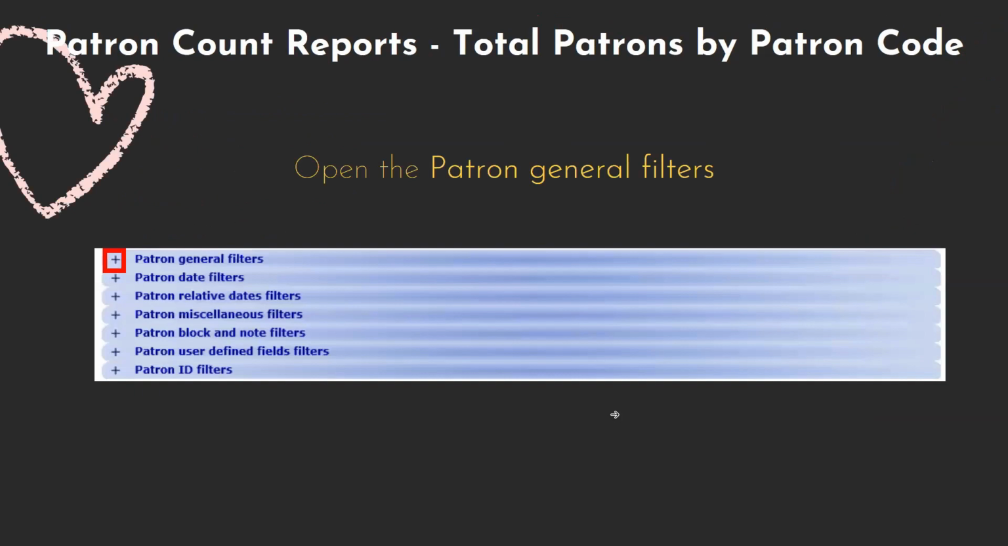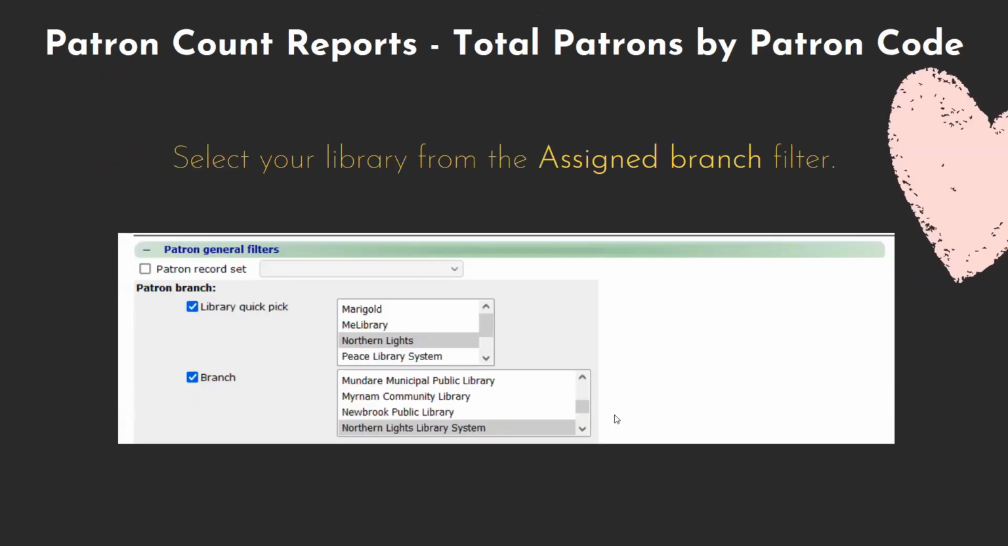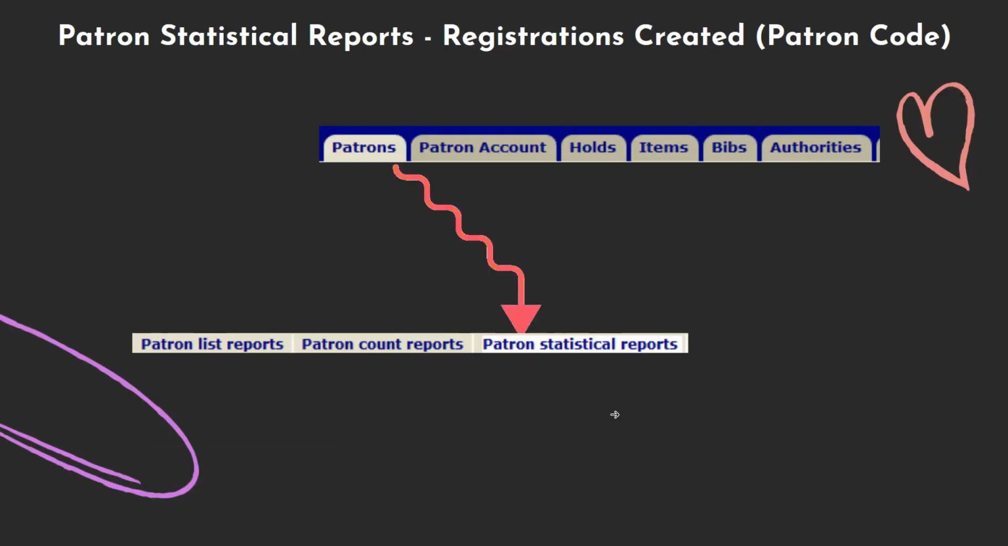Oh, sorry, not hit submit. I am getting ahead of myself. You're going to go into the patron general filters. I'm going to open up that one there. You're going to choose your assigned branch as your branch. And then you hit submit, and it'll give you a count of all of the patrons within your library in the different patron codes.